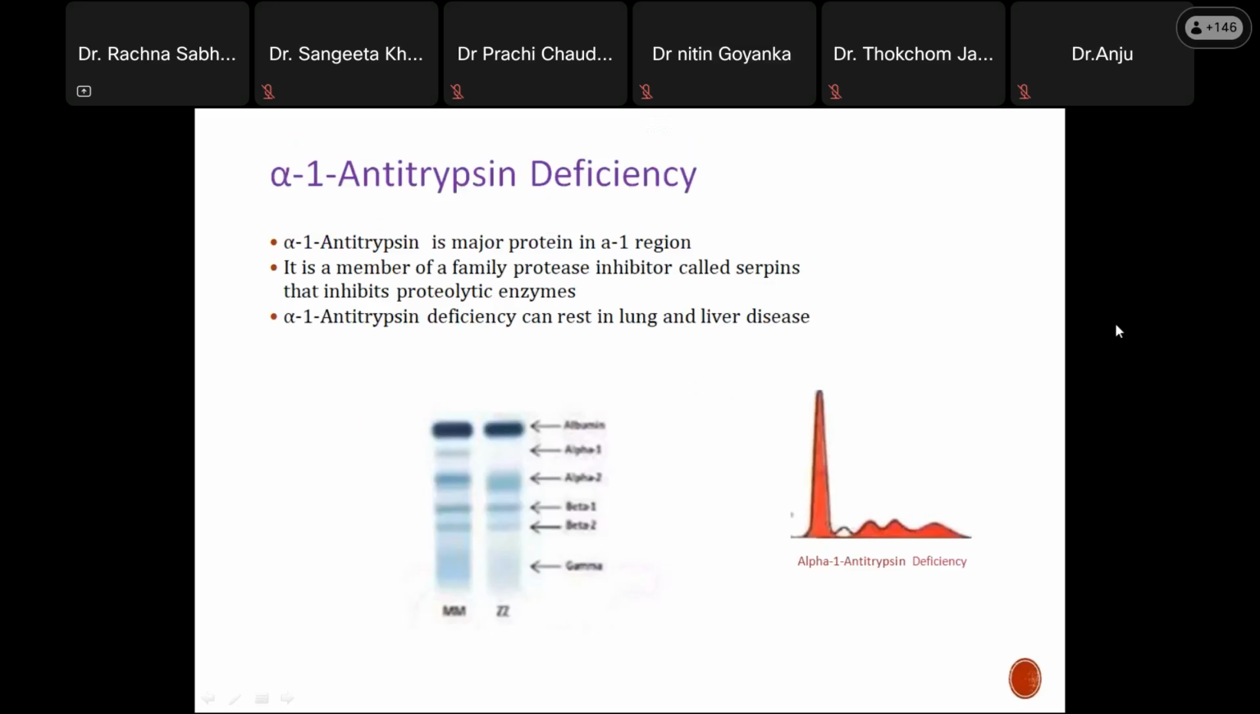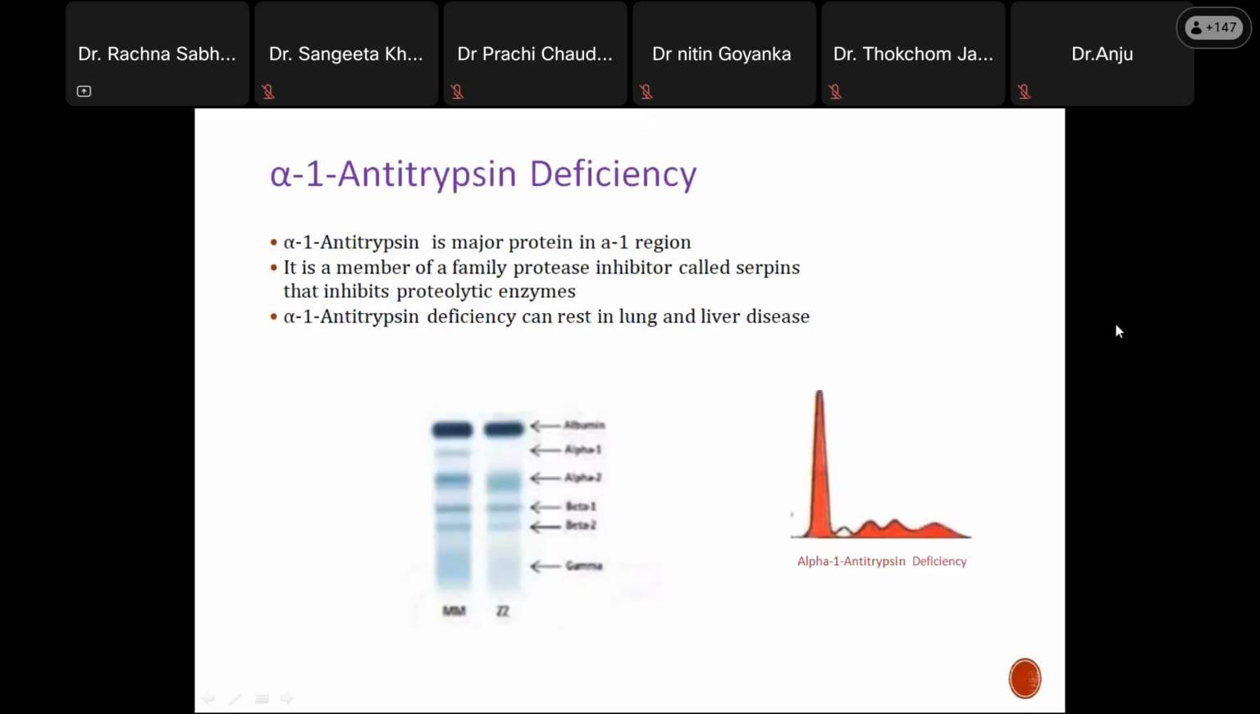So I will go fast. We can get a change in the patterns of globulins apart from the gamma globulin region, that is alpha 1, alpha 2, and the beta region, that is beta 1 and beta 2. So we all are aware of these conditions. Alpha 1 antitrypsin deficiency, it is a major protein in this region. This is seen in liver and lung diseases.